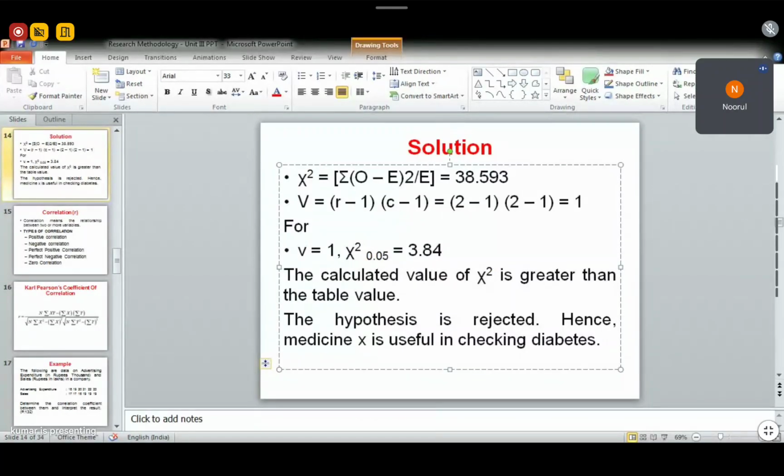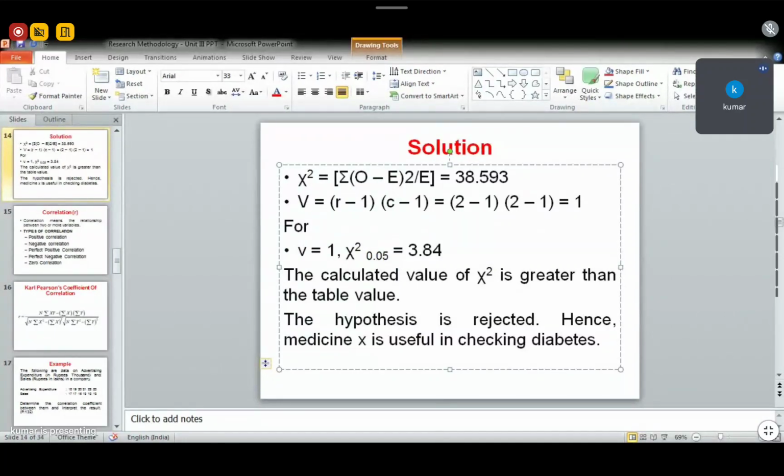Sir, what is the table value here, sir? That is what is given in the problem, 3.84. Okay, sir. Then next thing, what should be the null hypothesis for this problem? We have to check the usefulness of the medicine X in checking the diabetics, right? That is the question asked. What we have to start with means medicine X is not useful in checking the diabetes. That is called null hypothesis.